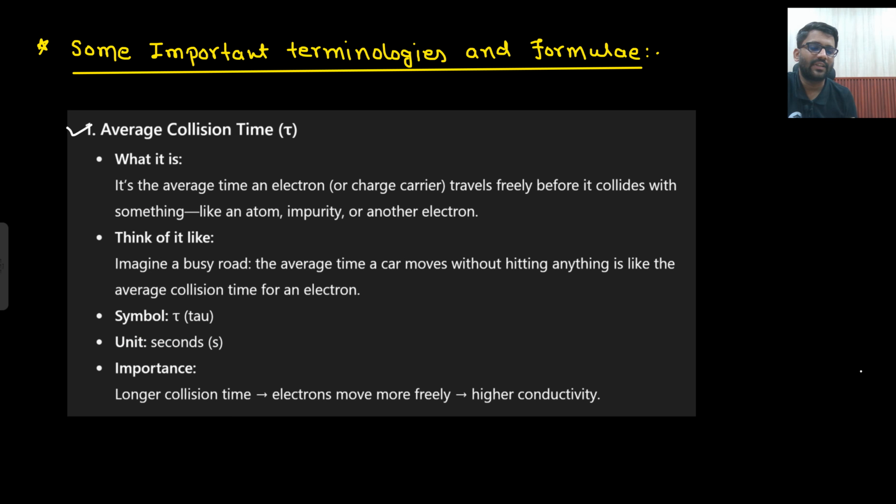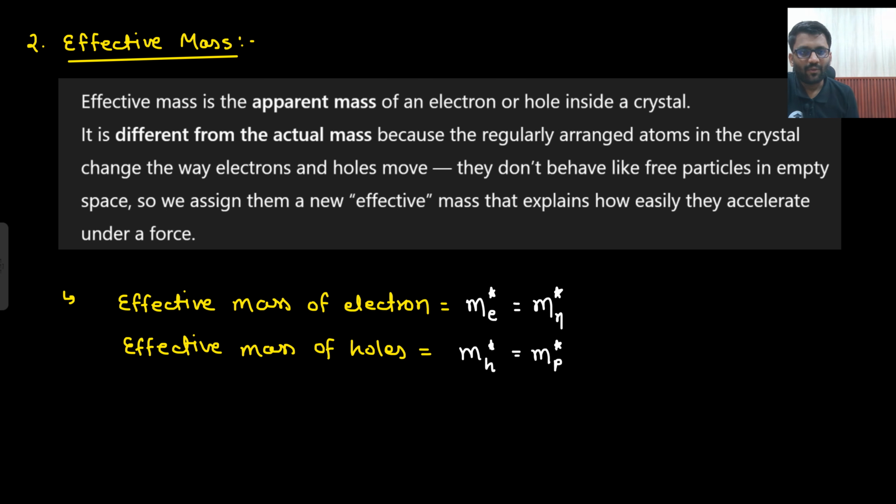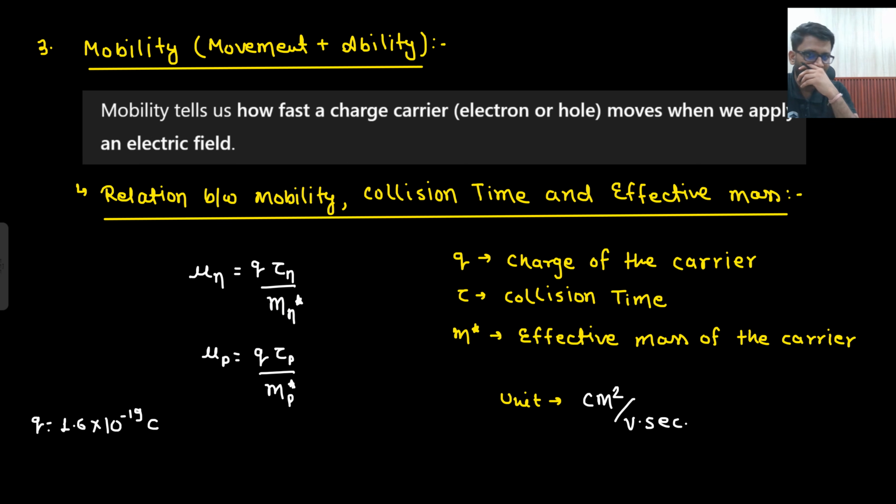So till this point, first we started with average collision time. Very simple thing. If average collision time is more, that means mobility is more. Effective mass. You already know the meaning of effective mass, that an electron moving in free space is different than an electron moving inside a crystal. So that is the effective mass. And if I want to use the classical mechanics formula, then I need to use effective mass. Mobility, movement plus ability to move. So how fast your electrons or holes can move when you apply an external electric field. Formula is q tau by m.